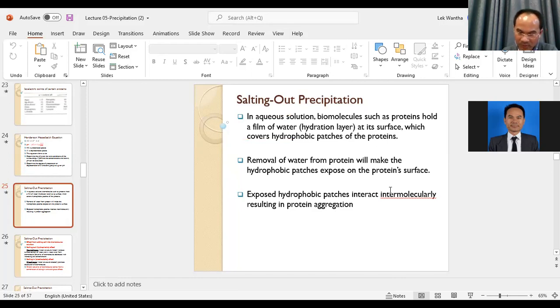Okay, today I only talked to you about the first technique for precipitation, which is isoelectric precipitation.